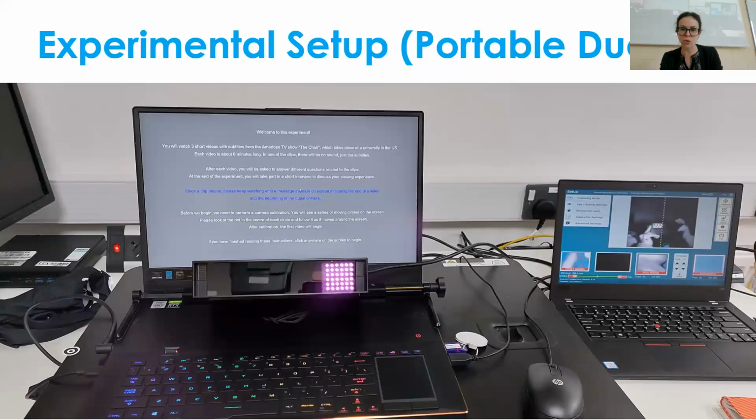So here, just to show you, this is the setup that we will be working with. This is the Portable Duo. In front of the screen here, we have the display PC. This is where the participant will take the experiment. This is where we show them films. This is the Portable Duo eye tracker here, and you can see the infrared illuminators, several of them. This is how the light bounces off your eye and comes back to the screen.